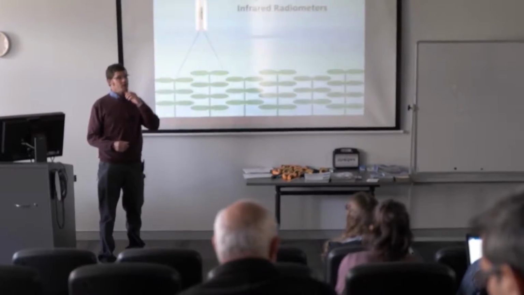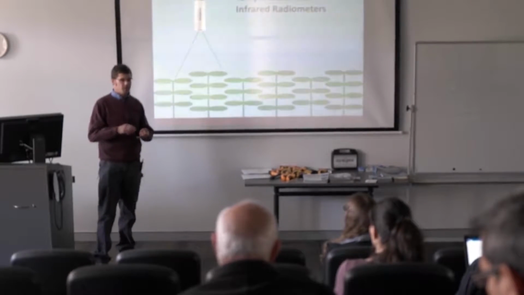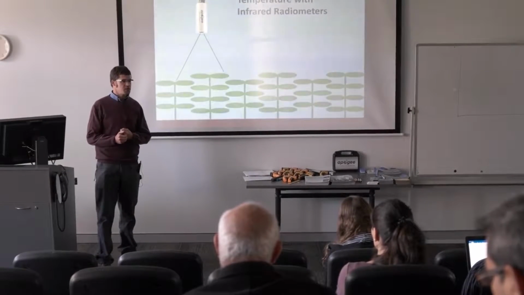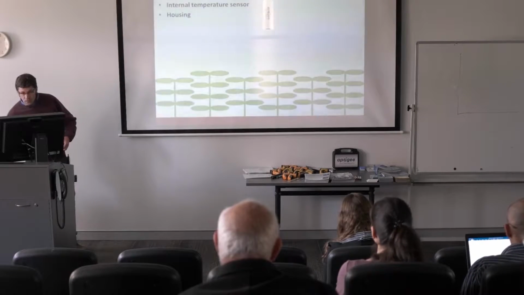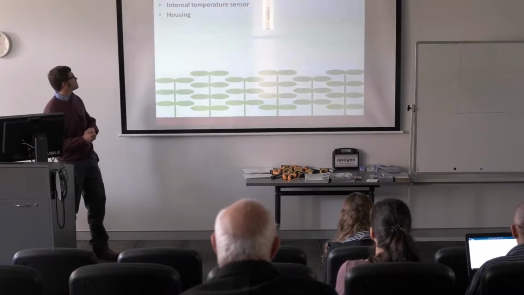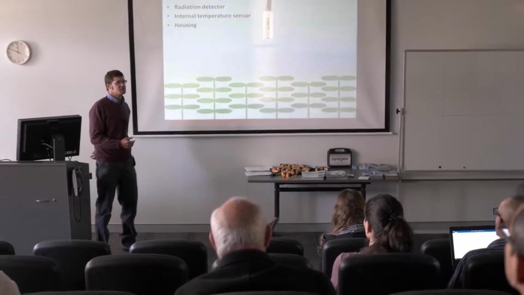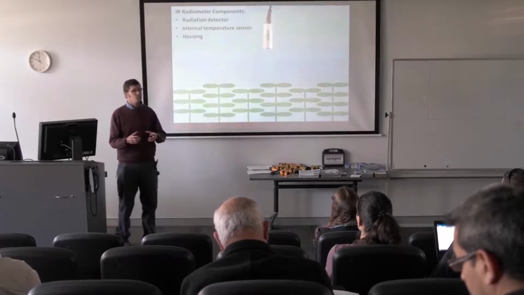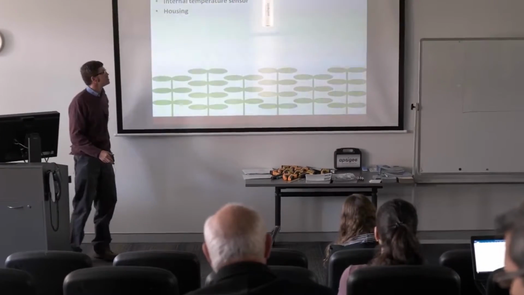about it more in relation to plants today, but bear in mind that you can use infrared technology to measure soil surface temperatures, snow surface temperatures, roadways if you're interested in road conditions, for example. And the three key components to an infrared radiometer are listed here. You have to have a radiation detector, you have to have an internal temperature sensor, and then you have to have a housing to contain the two and be rugged so that it's stable in changing environmental conditions.